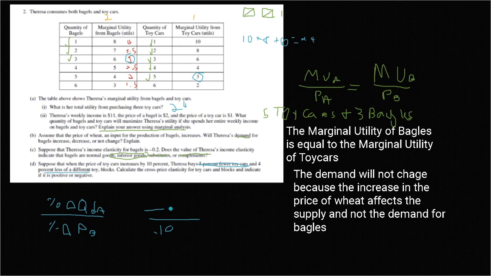So because it's negative, or it's less, it's a negative. And this is 4%. So 0.04 divided by 0.10, let's see, that is equal to negative 0.4. And that is all for this question.